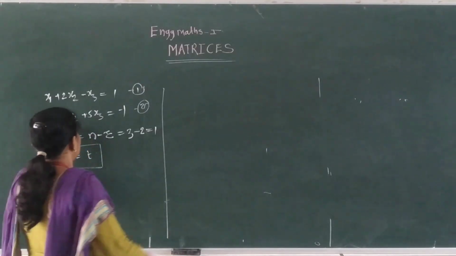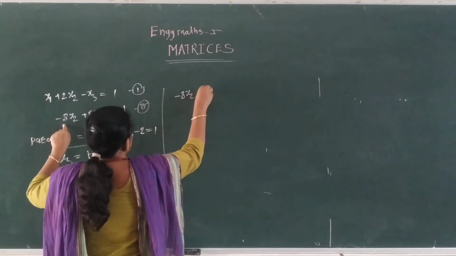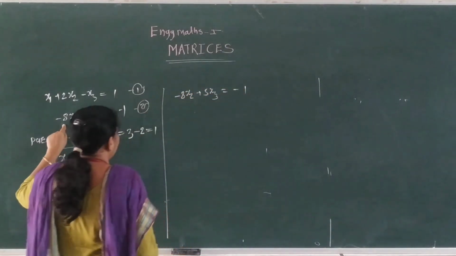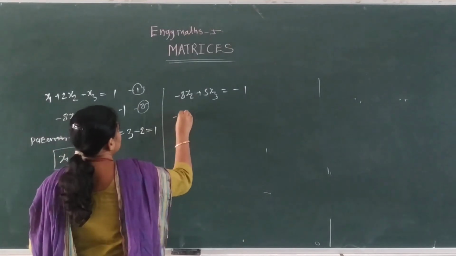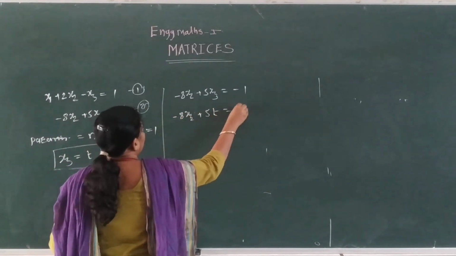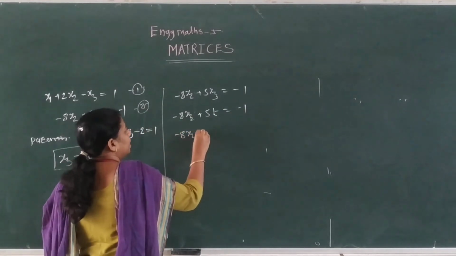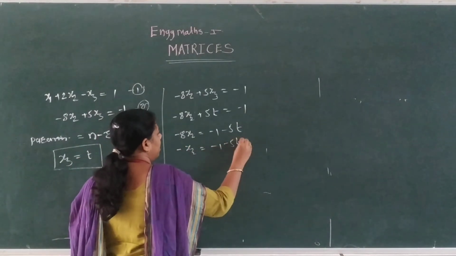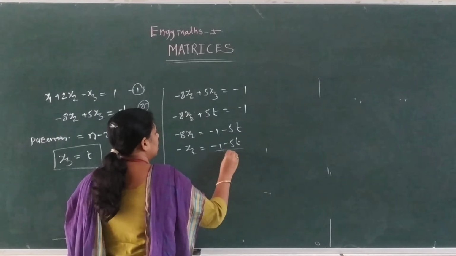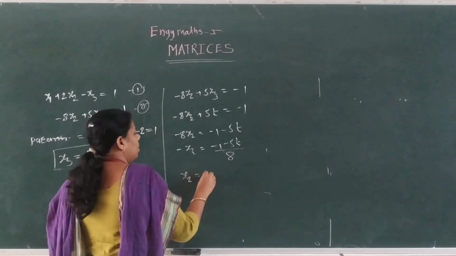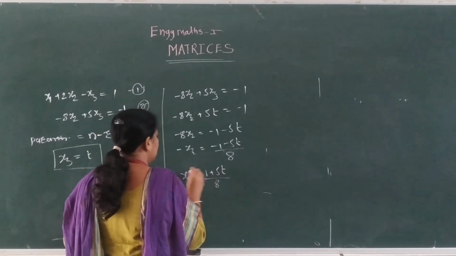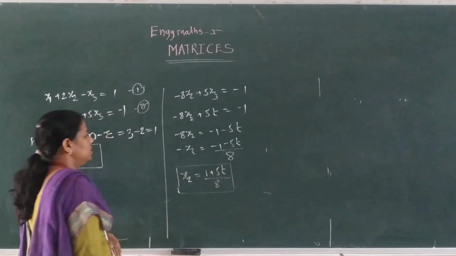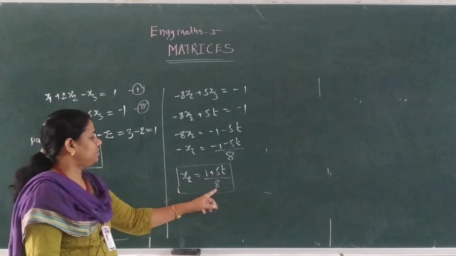Putting x3 equal to t in the second equation, minus 8x2 plus 5x3 equals minus 1. Put minus 8x2 plus 5t equals minus 1, minus 8x2 equals minus 1 minus 5t, so x2 equals minus 1 minus 5t upon minus 8. Therefore x2 equals 1 plus 5t upon 8. We get the second unknown. So x3 equals t, x2 equals 1 plus 5t upon 8.